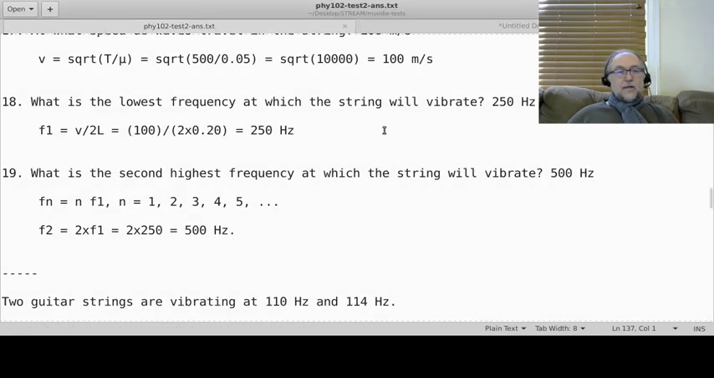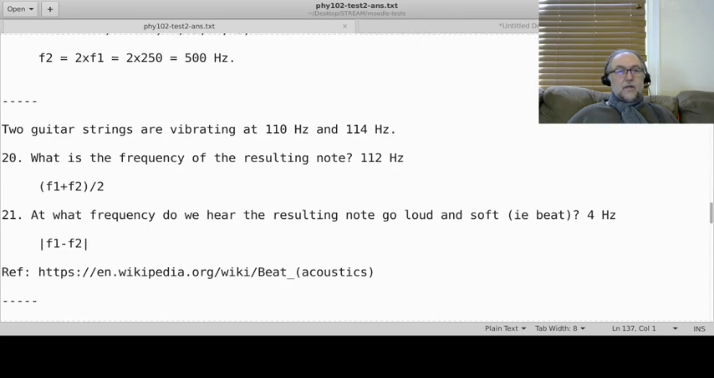Okay, next. We have two guitar strings, okay? And one of them is vibrating at 110 hertz, and the other one is vibrating at 114 hertz, okay? And the first question I ask you is, what is the frequency of the resulting note? Okay, so this is a situation where you have two frequencies that are close to one another but not exactly equal, and you're going to get the beating, but the beating is the slow frequency.